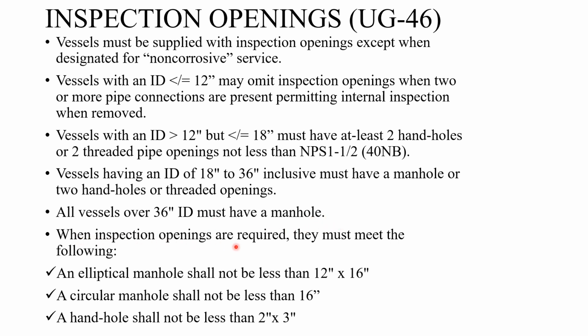And when the inspection openings are required, they must meet the following: an elliptical manhole shall not be less than 12 inch by 16 inch. A circular manhole shall not be less than 16 inch. That means if you provide a manhole, it should not be less than 16 inch. A handhole shall not be less than 2 inch by 3 inch. Okay, these are the conditions given for openings, and this is very important because whenever the AI sees your design, they will check whether you have provided proper manholes or handholes, because these are mandatory requirements.